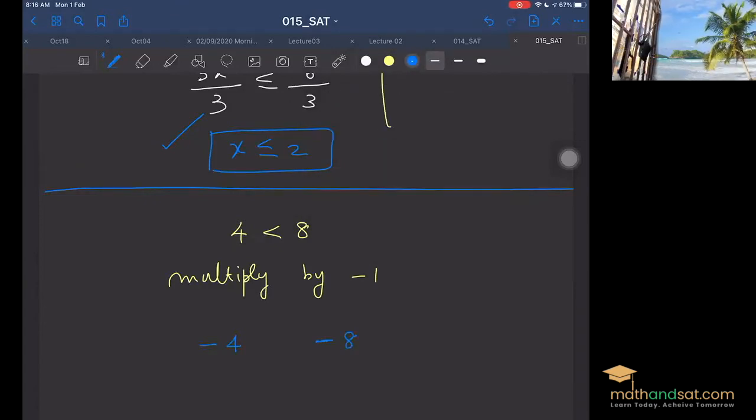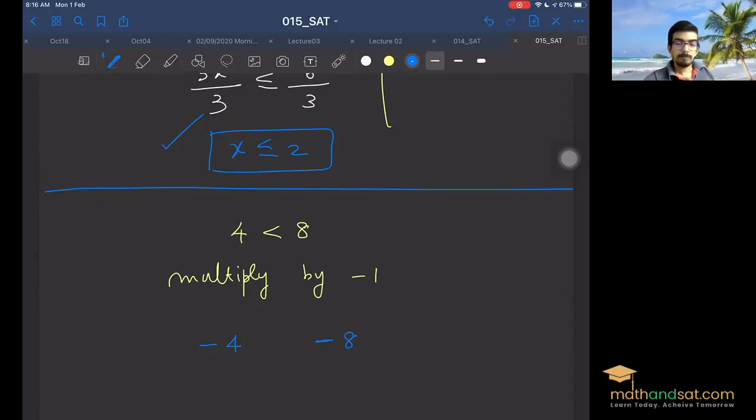Now, is the inequality still valid? Is -4 less than -8? No. What happened now? The inequality sign just got reversed.